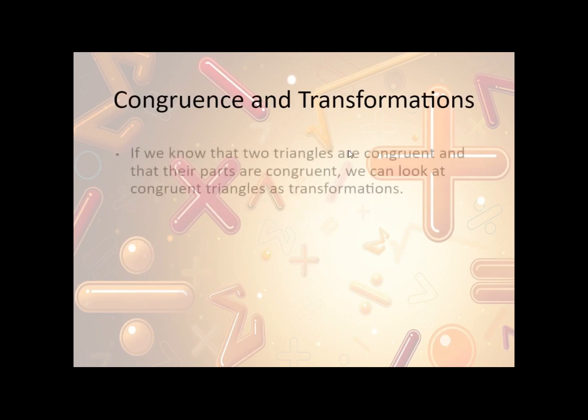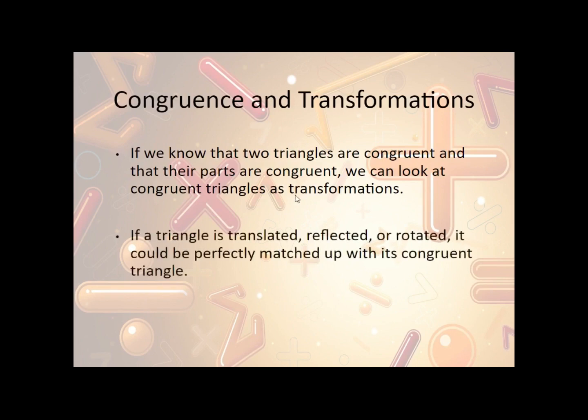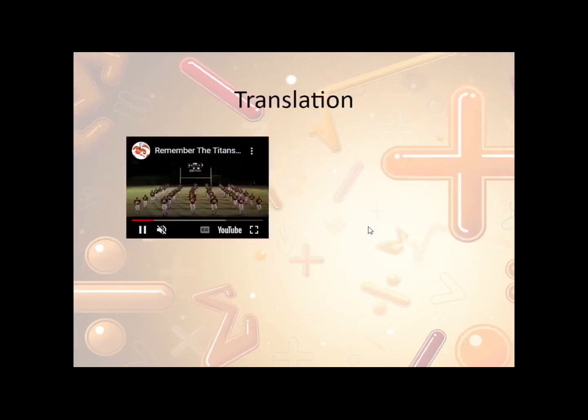Congruence and transformations. If we know that two triangles are congruent and their parts are congruent, we can look at those congruent triangles as transformations. So if a triangle is translated, reflected, or rotated, it will be perfectly matched up with its congruent triangle. So whatever transformation occurred, if we undid it, it should end up back on top of itself and look exactly the same. Now here's a little video.